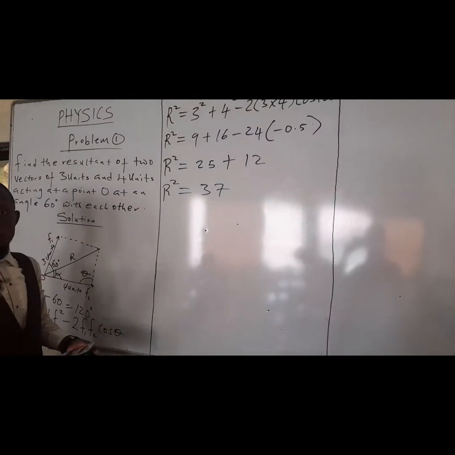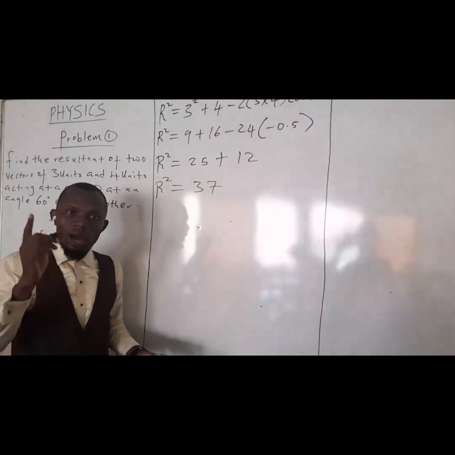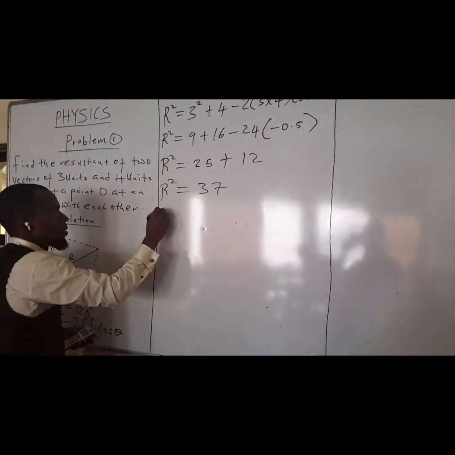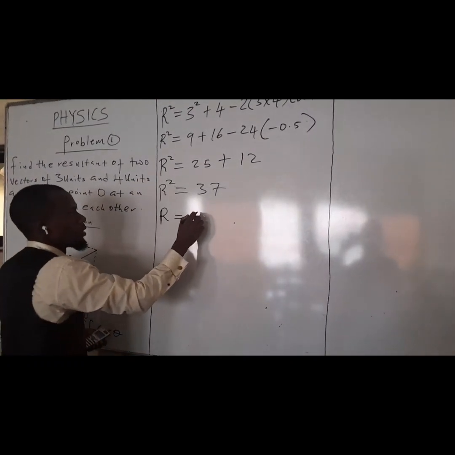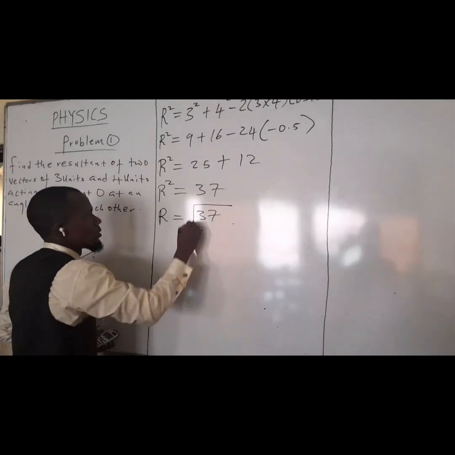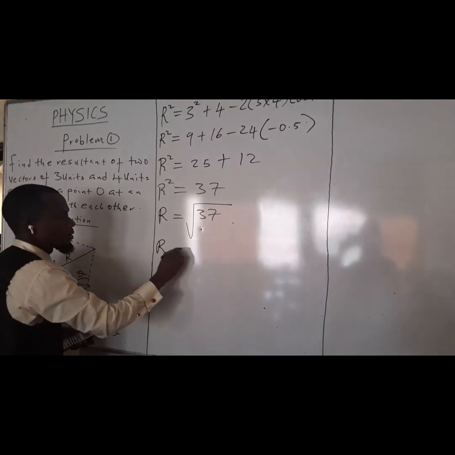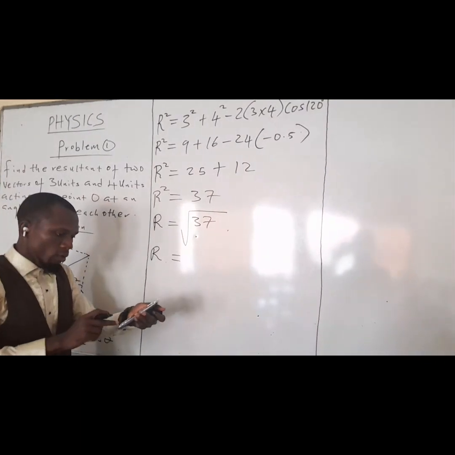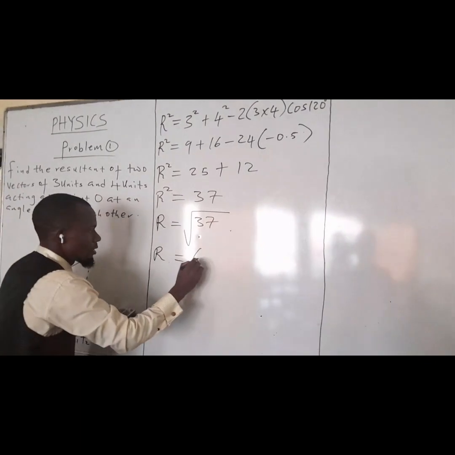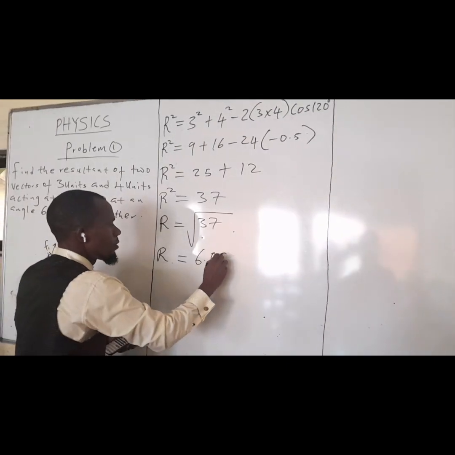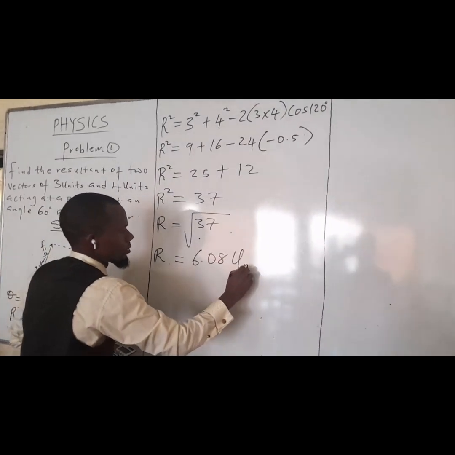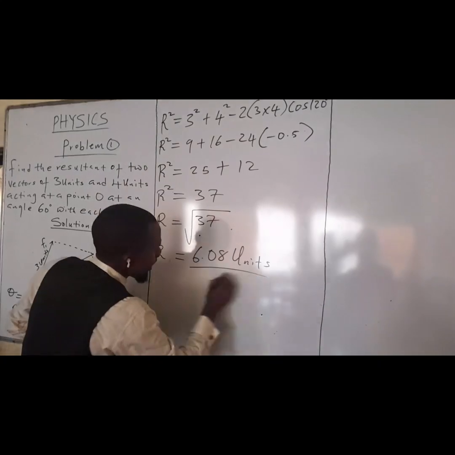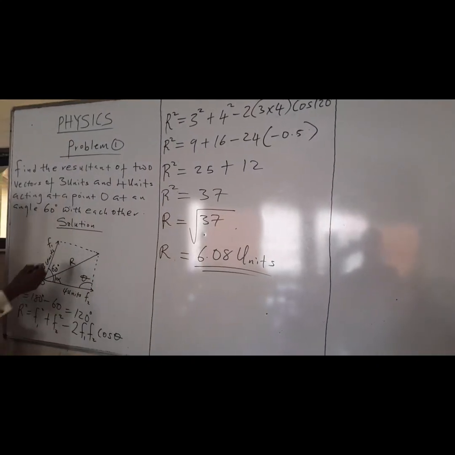Remember, I'm not looking for R squared. I'm looking for R. So my R is equal to the square root of 37. I have my 6.08 units. So this is the answer to this problem. So that means this R now is 6.08 units.